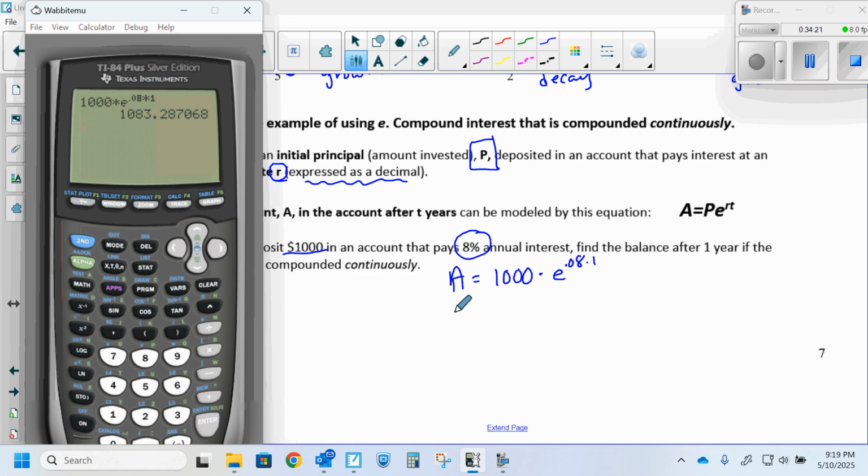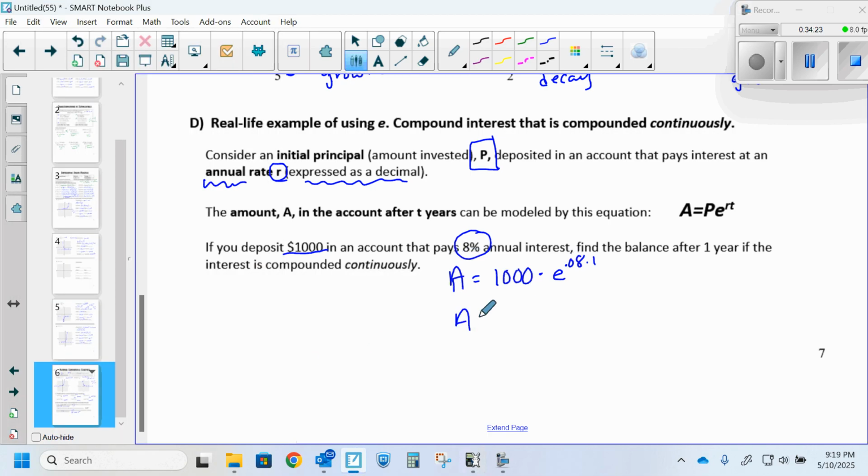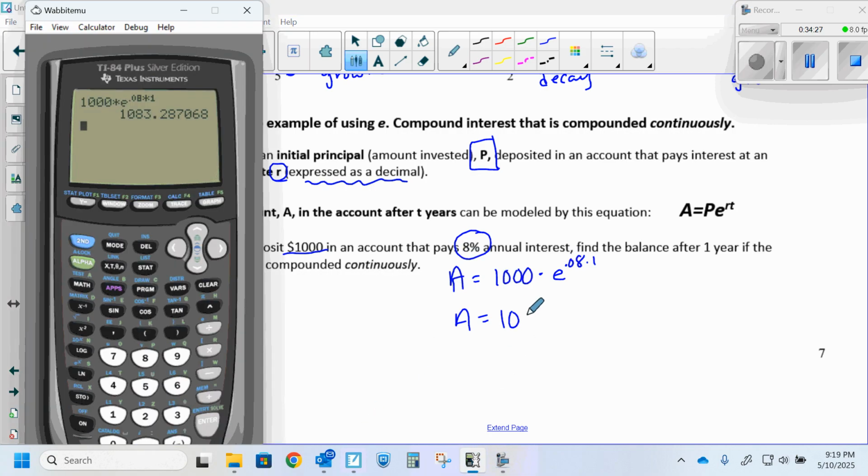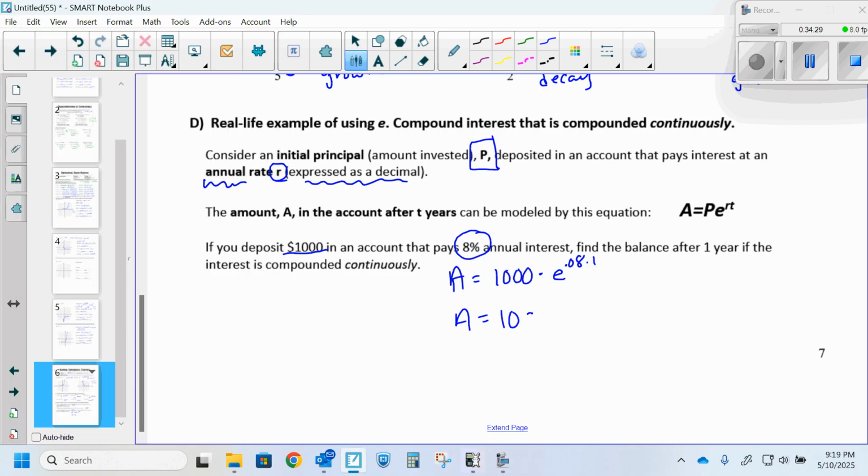So you will have, I didn't see that very well actually, 1,083.287. Sorry, this is so hard. I didn't round to the nearest cent, I just took it to thousandths. So in your account, after 1 year, you now have $1,083.287.